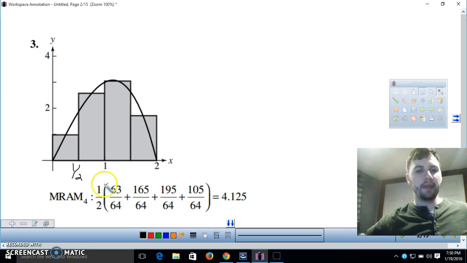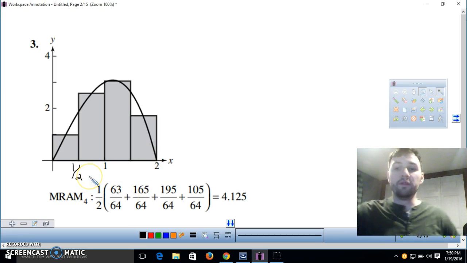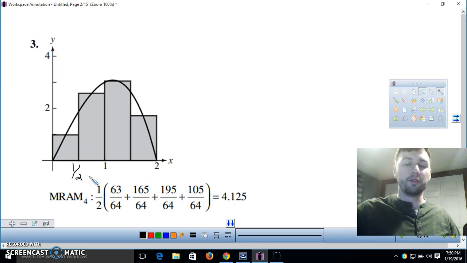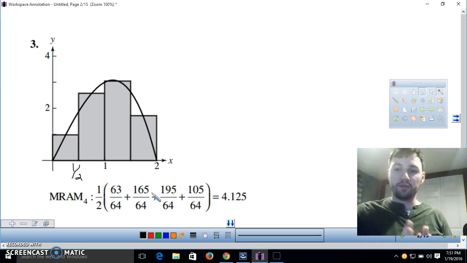Okay, so this is 1/4, or 3/4, 0.75, 1.25, 1.75. Take those x values and plug them into your original equation, 4x minus x to the third. So that is 1/4, or 4 times 1/4 minus 1/4 to the third power. And that's 3/4: 4 times 3/4 minus 3/4 to the third power. And then you just plug into your formula. 1/2 is the width of each one. That's it. That's all there is to it, I guess.